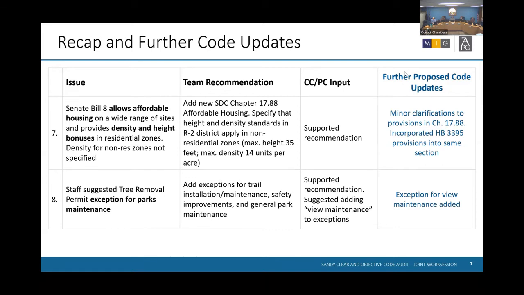That was the one that has the allowance for affordable housing, has density and height bonuses. We added a new section. You saw that last time. There was support for those recommendations. You'll see in this version, if you were comparing them carefully, minor clarifications to incorporate changes from HB 3395. And Kate's going to talk more about the changes to address the new legislation.